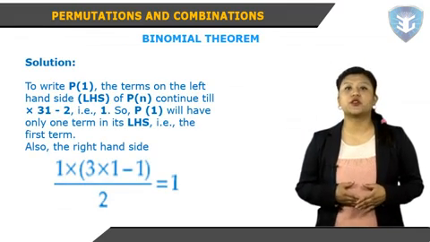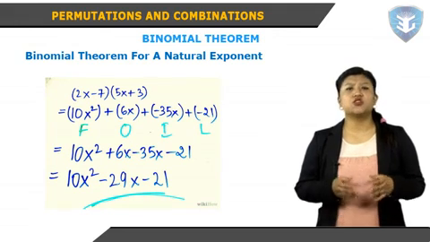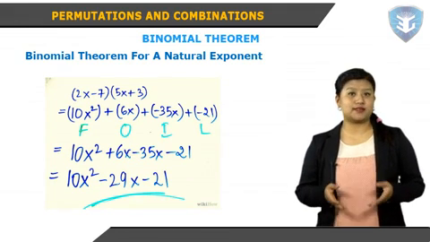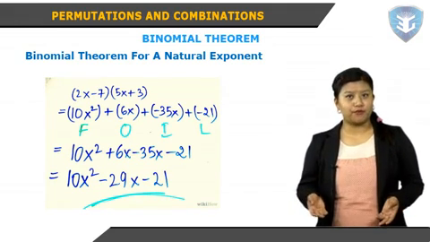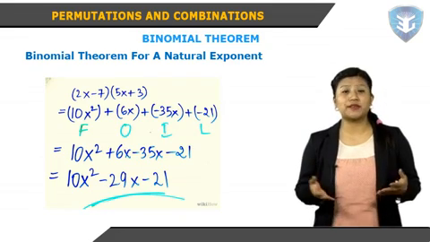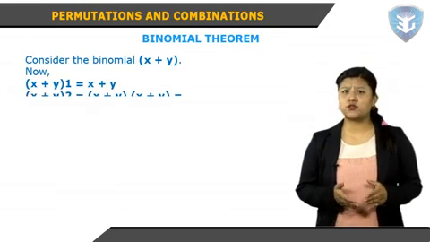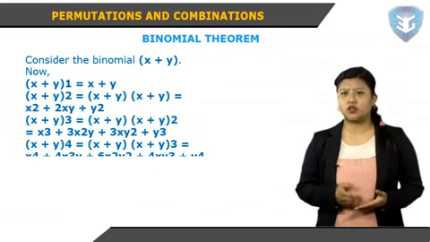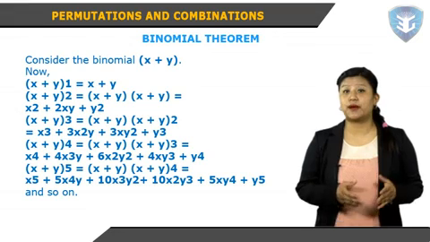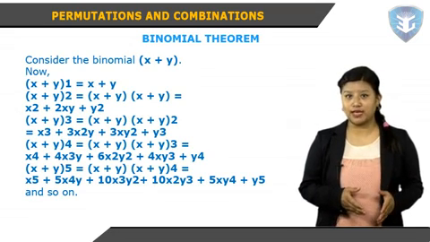The binomial theorem for a natural exponent. You must have multiplied a binomial by itself or by another binomial. Let us use this knowledge to do some expansions. Consider the binomial x + y. Now look at the screen carefully. In each of the equations, the right-hand side is called the binomial expansion of the left-hand side.